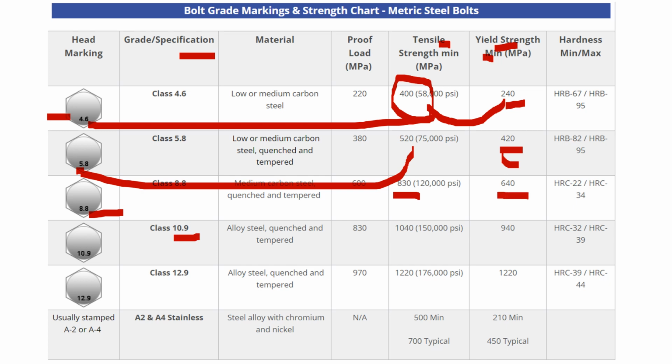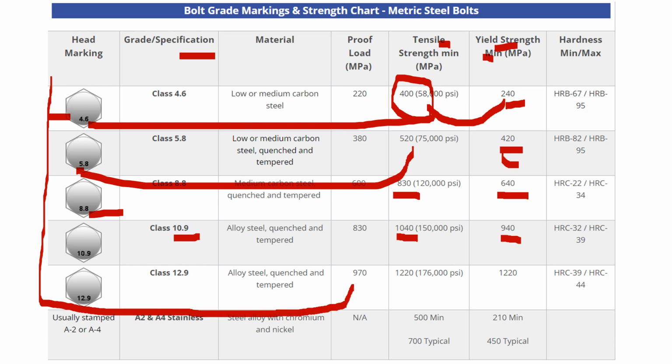Similarly, for 10.9, it is written 1040, that means 1000 to 1040. If you multiply by 0.9, it becomes 900, so 900 to 940. So this is what it is explaining. Up to the number 12.9, all are alloy steels.